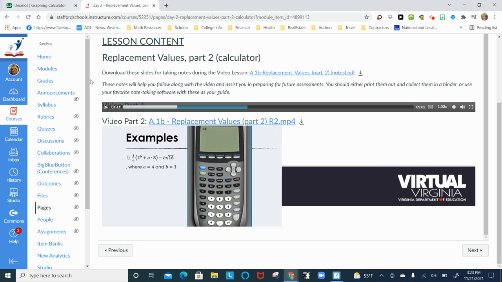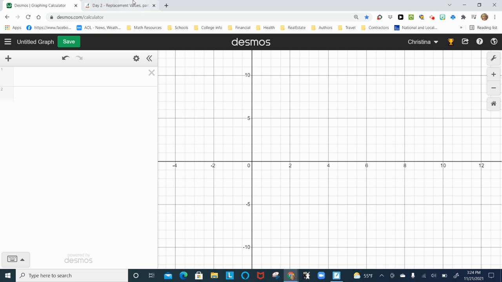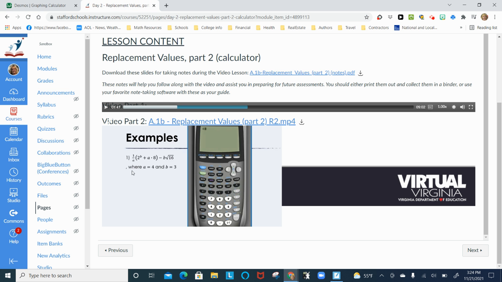Hi, here's another way to solve your replacement values problems without using the STO function on the TI-84 calculator. Another calculator that you can use in algebra is the Desmos calculator. You've probably seen it before. It looks like this. And what we're going to do is work this example and see if our answers match the answer that we got in this video.